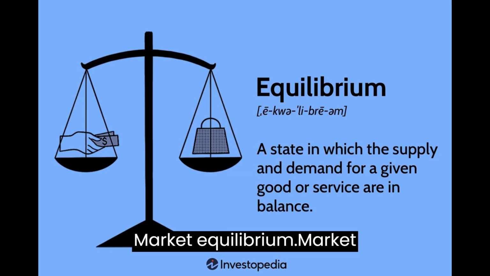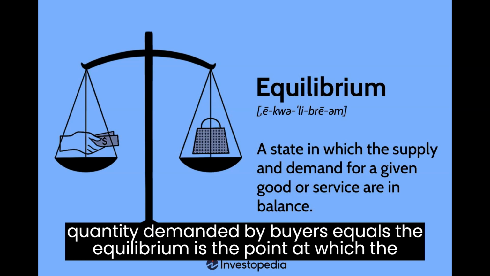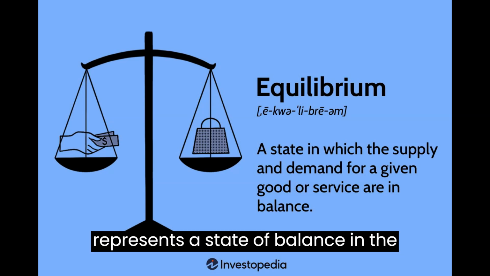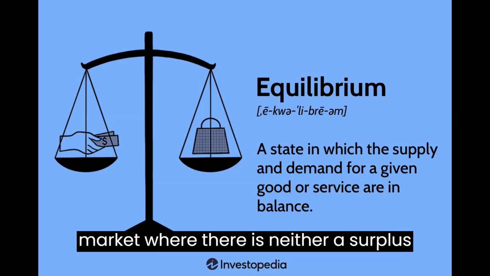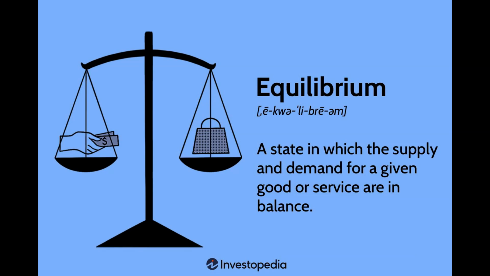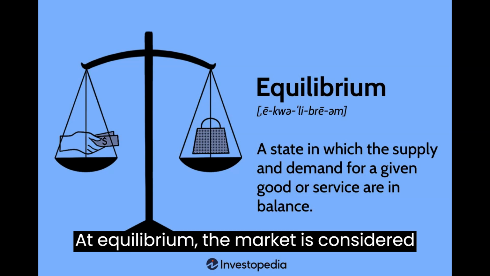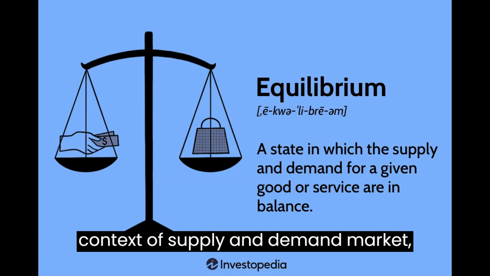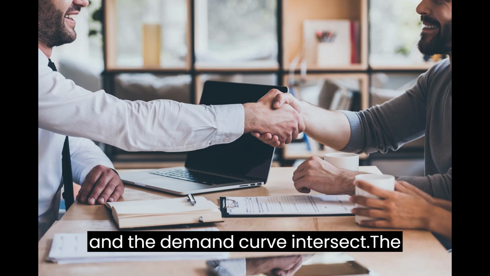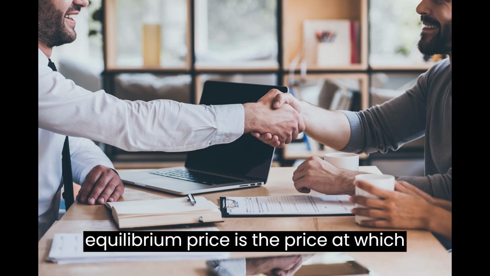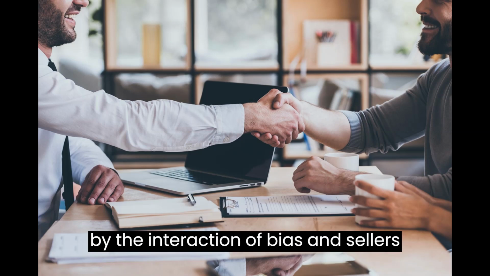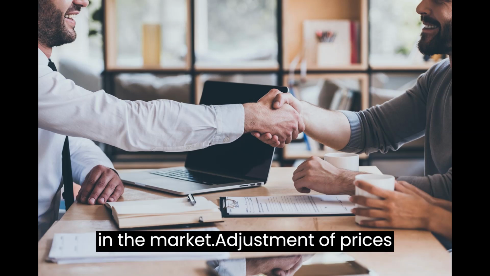Market equilibrium. Market equilibrium is the point at which the quantity demanded by buyers equals the quantity supplied by sellers. It represents a state of balance in the market where there is neither a surplus, excess supply, nor a shortage, insufficient supply, of goods or services. At equilibrium, the market is considered to be in a stable state. In the context of supply and demand, market equilibrium occurs when the supply curve and the demand curve intersect. The equilibrium price is the price at which the quantity demanded equals the quantity supplied. It is determined by the interaction of buyers and sellers in the market.